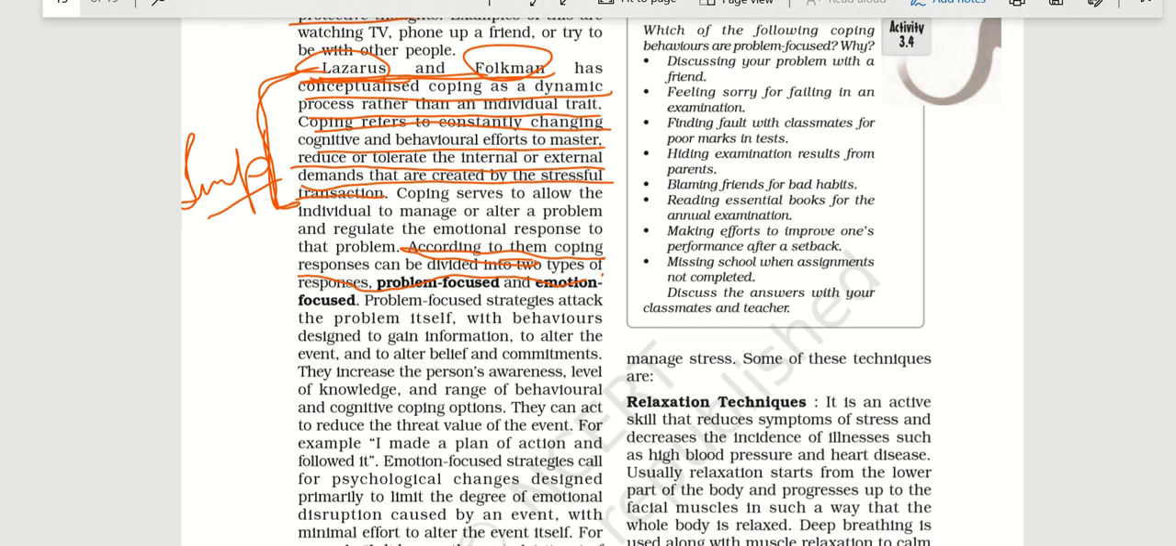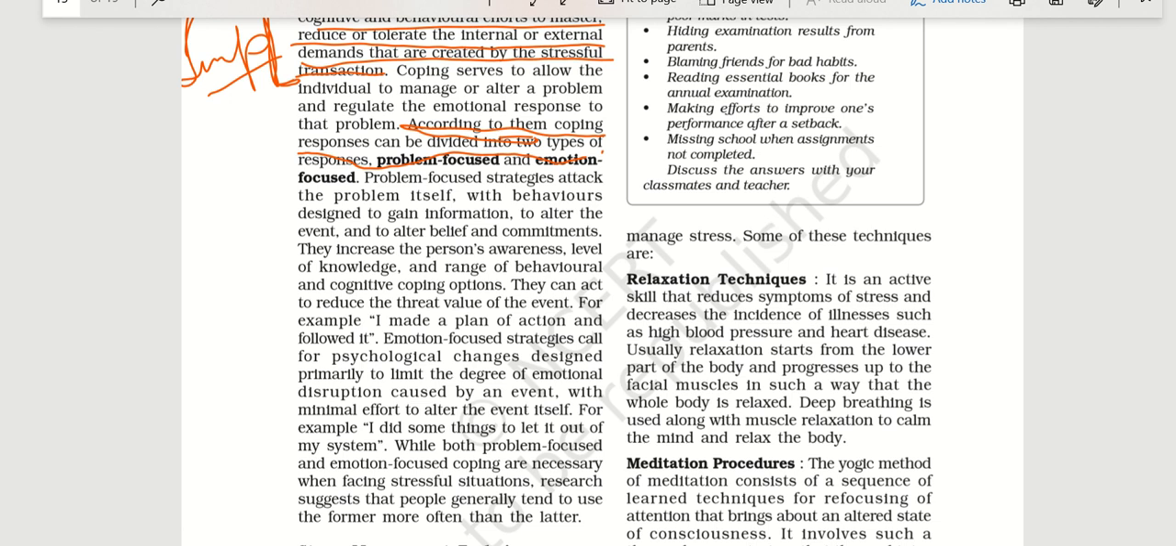According to them, there were two types of coping mechanism. One is problem focused and another one is emotion focused. The problem focused strategy attacks the problem itself. You focus on the problem with behaviors designed to gain information, to alter the event, or to alter beliefs and commitments. Suppose the example is, I made a plan of action and followed it. That is your problem focus.